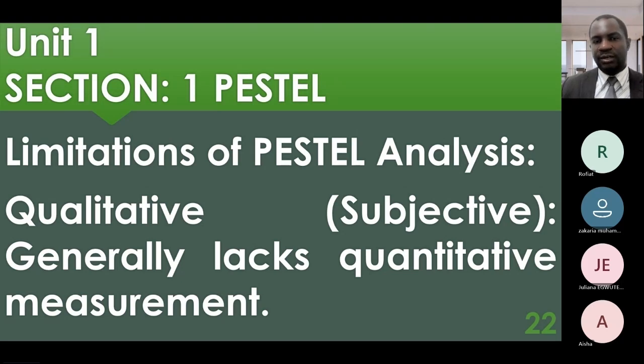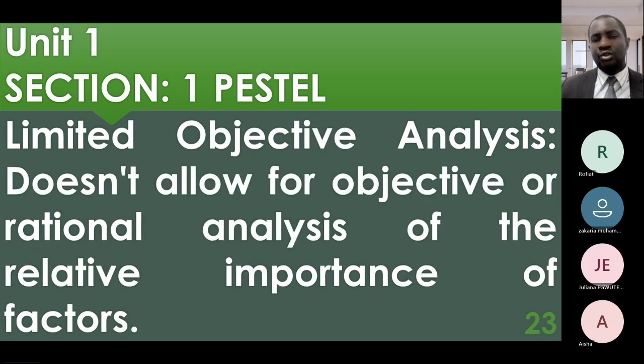Exactly. So it speaks to theory and not numbers. And that's what we mean by it lacks quantitative measurement. It's also limited by objective. It doesn't allow for objective and rational analysis of relative importance of other factors. So what does that mean? It means that if you don't look at those 6 components of PESTEL, other areas are irrelevant, and that is why it's limited to just those 6 areas.